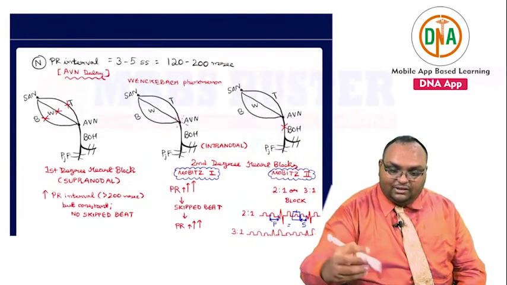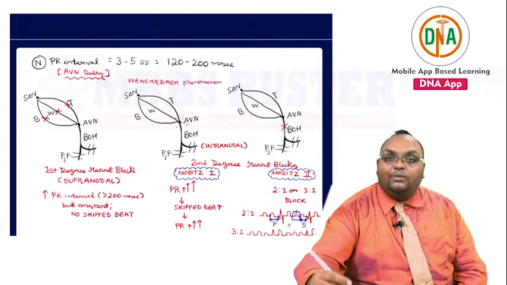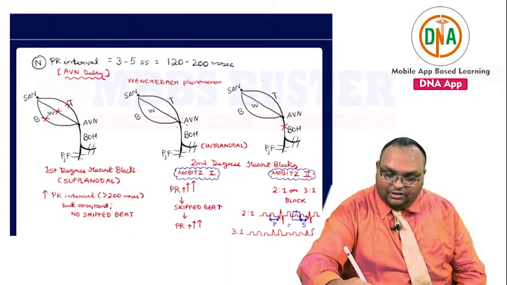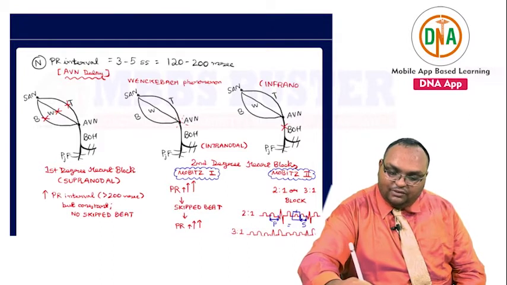And if you just realize, it is due to a block in the bundle of His which is not conducting the impulse down to the ventricles, so it is an infranodal pathology. It is an infranodal pathology.